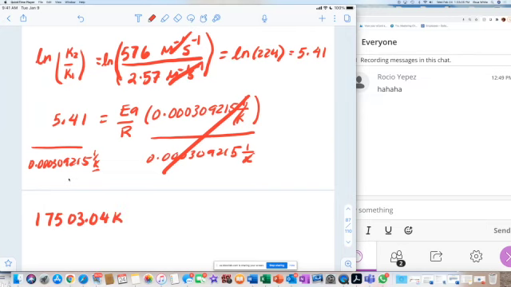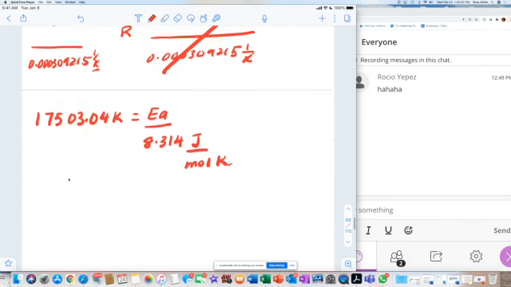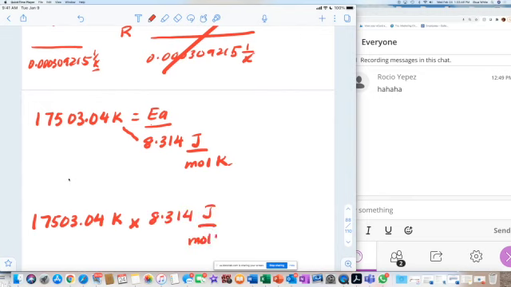17503.04. And this becomes Kelvin, right? Because it becomes Kelvin, denominator. Then here I have my activation energy, which I'm trying to solve for, over 8.314 joules per mole Kelvin. Okay, so you multiply these two to get activation energy. So essentially 17503.04 Kelvin times 8.314 joules per mole Kelvin, right?